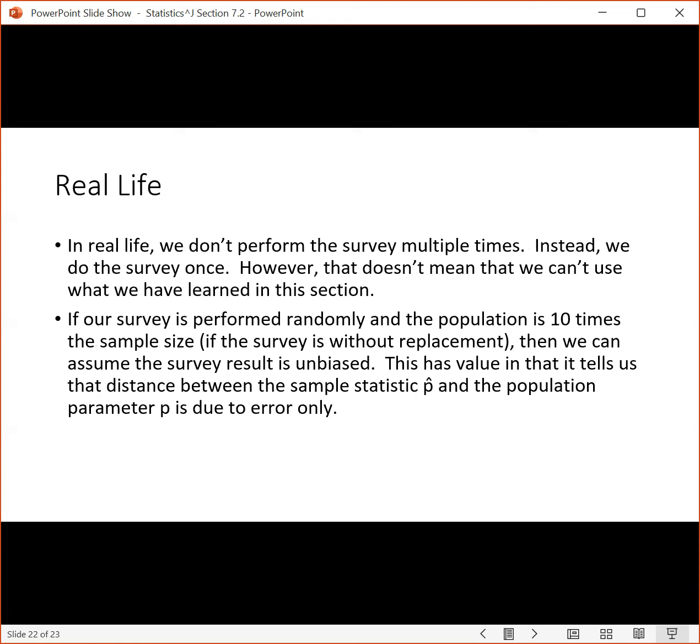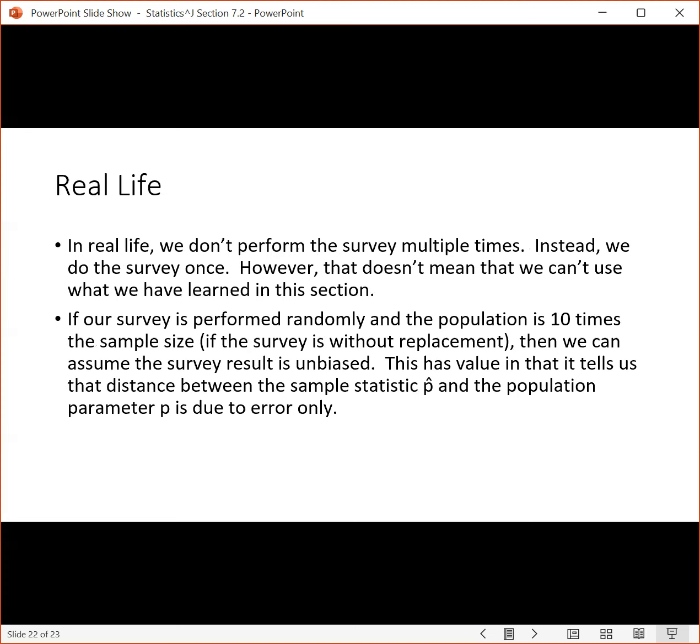Okay, and then finally, we're going to summarize in the next two slides. So now let's go back to real life. These are all hypothetical, with simulations and all this other kind of stuff. In real life, we don't perform the survey multiple times, right? We don't say, hey, we want to figure out what percentage of the population are Democrats, and then survey the population millions of times with different groups of 1,000. Instead, we do the survey one time.